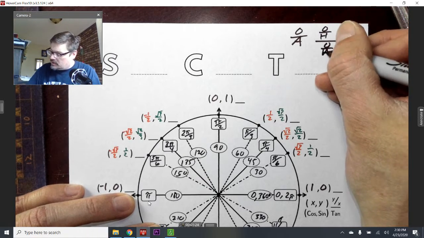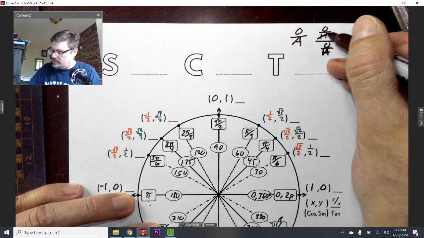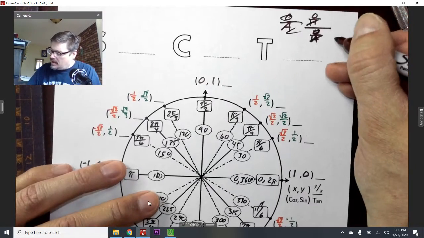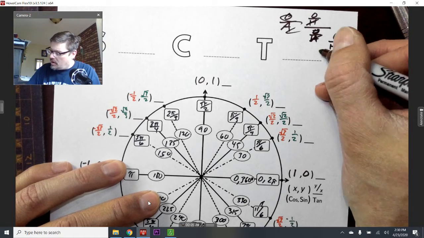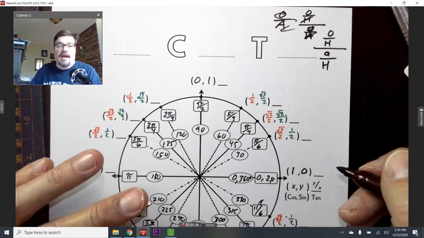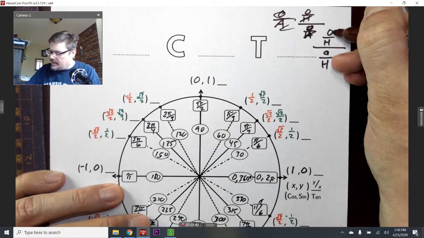Oh, sorry, that should be H. Okay, here's sine, and this is cosine. Now, if you notice, these H's would actually... Oh, sorry, my fault. Try that again. O over H over A over H. Now those H's are going to cancel out if I divide the fractions. Okay, so you see that you get O over A.